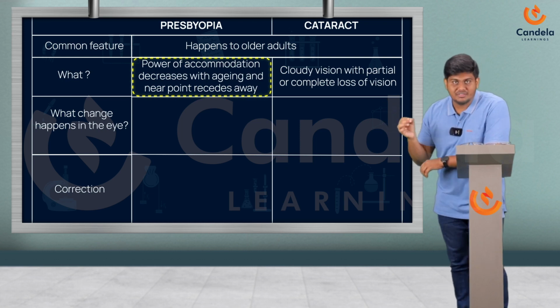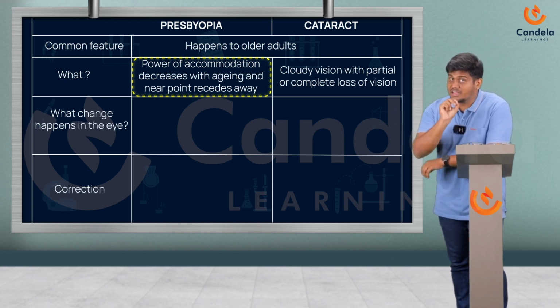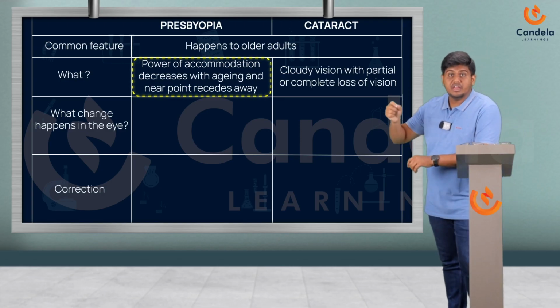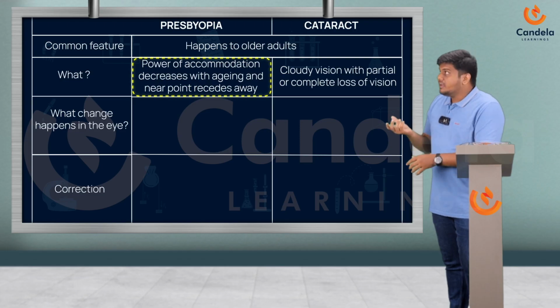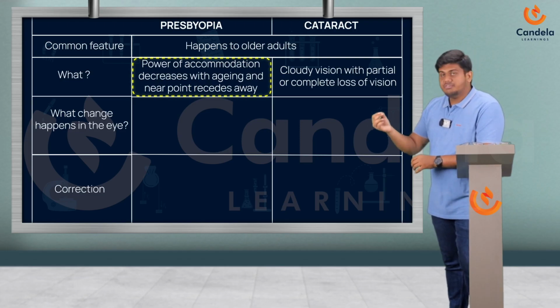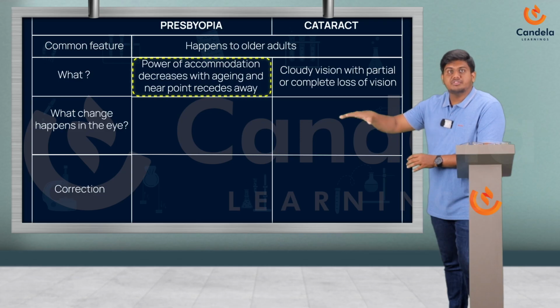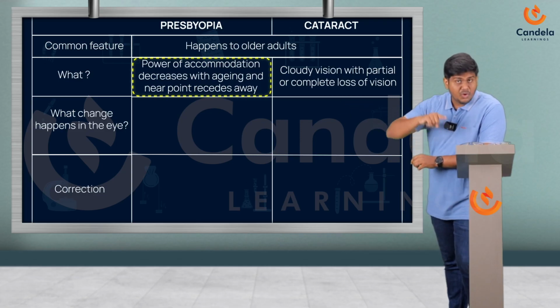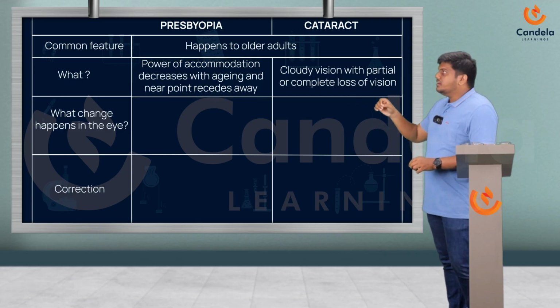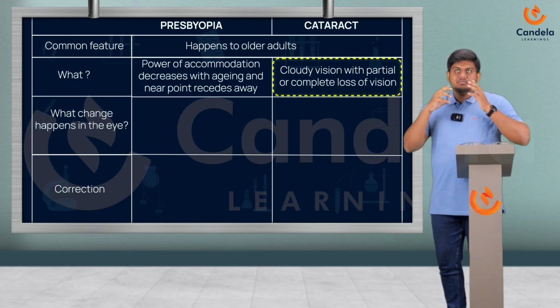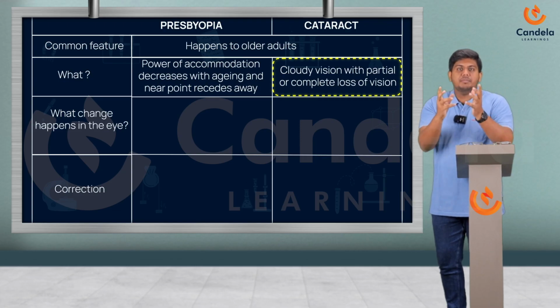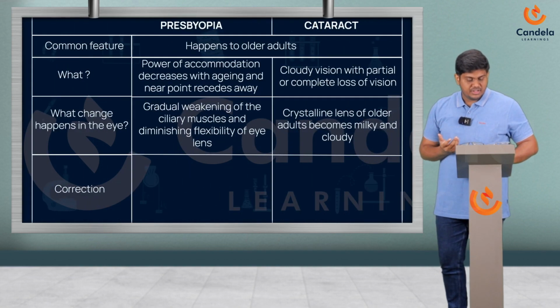near point recedes away. Two terms that you learned in the last session: power of accommodation, the ability of your eye lens to change the focal length, now that reduces, and the near point, that is a point where you can see a nearby object, is kind of slowly going away. Now, what happens in cataract? Here, the vision becomes pretty cloudy, and because it becomes cloudy, you are not able to see, partially see, or fully not able to see what is in front of you.